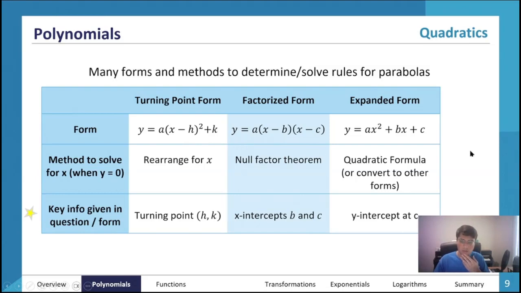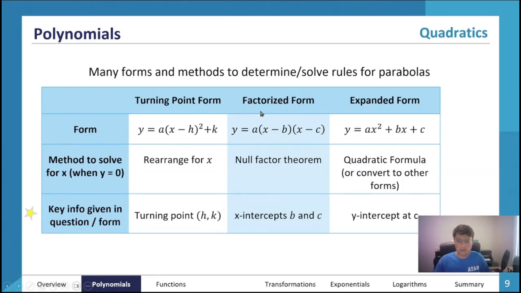But this table gives us the different forms of quadratics and also shows us what information we can take away from it, which is especially important when we're sketching the question. So I've labeled that row with a little star here. With the turning point form, it looks like this. And the info that it gives us at face value, just looking at the equation, it'll give us the turning point, which is at the coordinates h and k. So if this was y equals a times x minus 3 squared plus 4, then our turning point is 3 and 4.